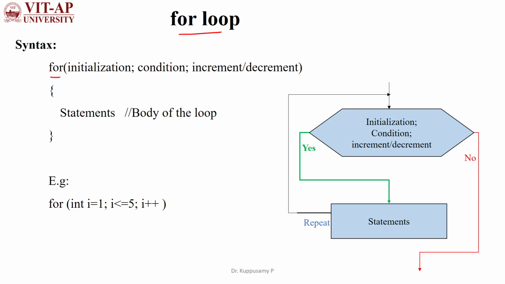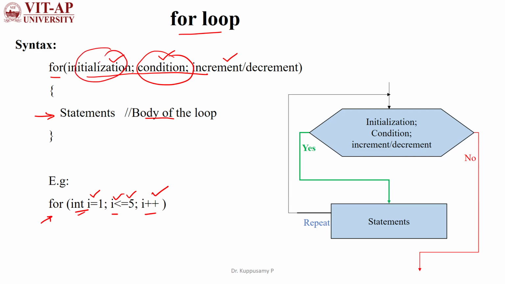Here for is having three parts. One is initialization, another one is condition checking, then an increment operator or decrement operator based upon the requirement. Then inside the block we can have n number of statements. It is called the body of the for loop. So for example, for loop, integer variable, we are checking index equal to 1 and index less than or equal to 5, index plus plus. That means this is the increment operator, this one is condition checking, and the first one is initialization.